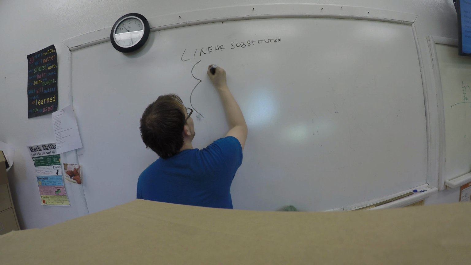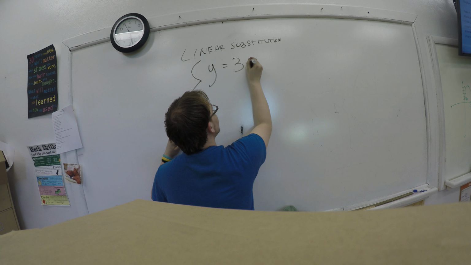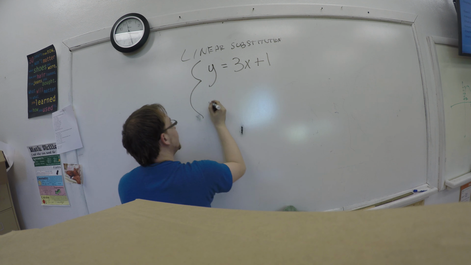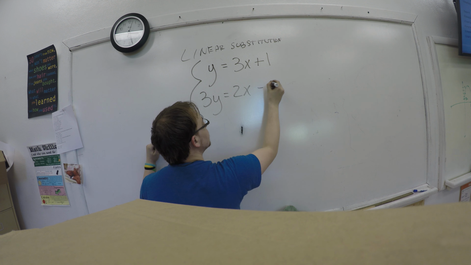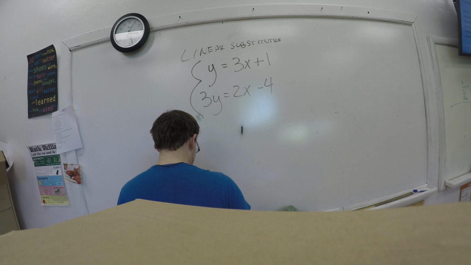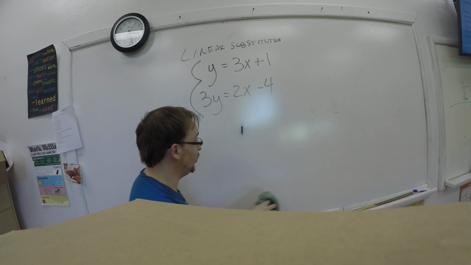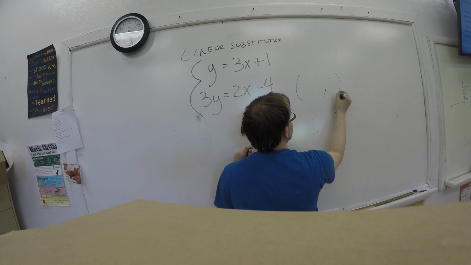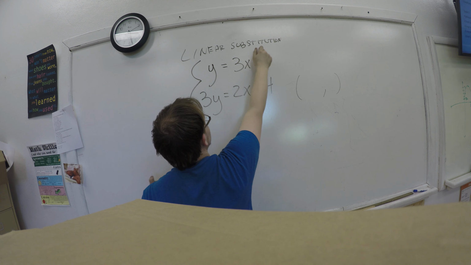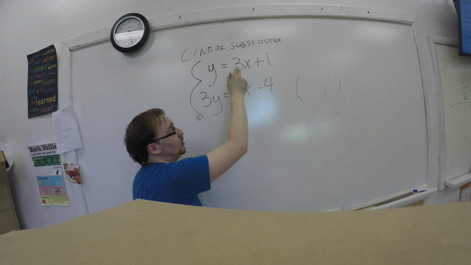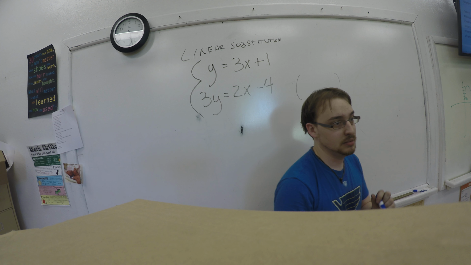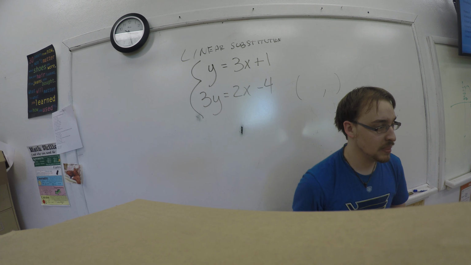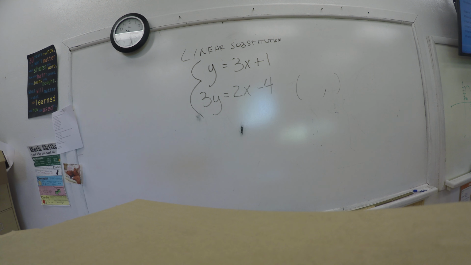All right, so y equals 3x plus 1, and 3y equals 2x minus 4. I want you to find the coordinate where these two lines intersect, and the way we're going to do it is linear substitution. We're going to get y or x on its own and substitute. If you're going to do it, you need to do it in blue. Who's going to do it? Lindsay.